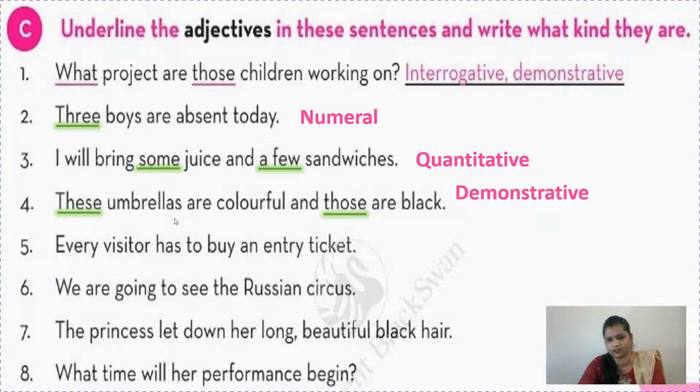So let us write this first. And the other two adjectives are colorful and black. So they are telling the quality. So you can write adjective of quality or qualitative adjective, both are right.